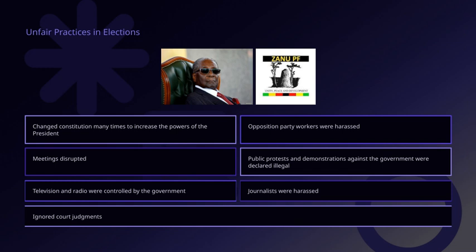Court judgments were ignored whenever they didn't favor those in power, showing a blatant disregard for the rule of law. Opposition party workers faced harassment, which discouraged political competition and silenced dissent. Public protests and demonstrations, which are a vital part of democratic expression, were declared illegal, silencing the voices of ordinary citizens. Journalists, who play a crucial role in holding power accountable, were also harassed, further limiting transparency. All of these practices collectively undermine the fairness of elections and threaten the very foundation of democracy.